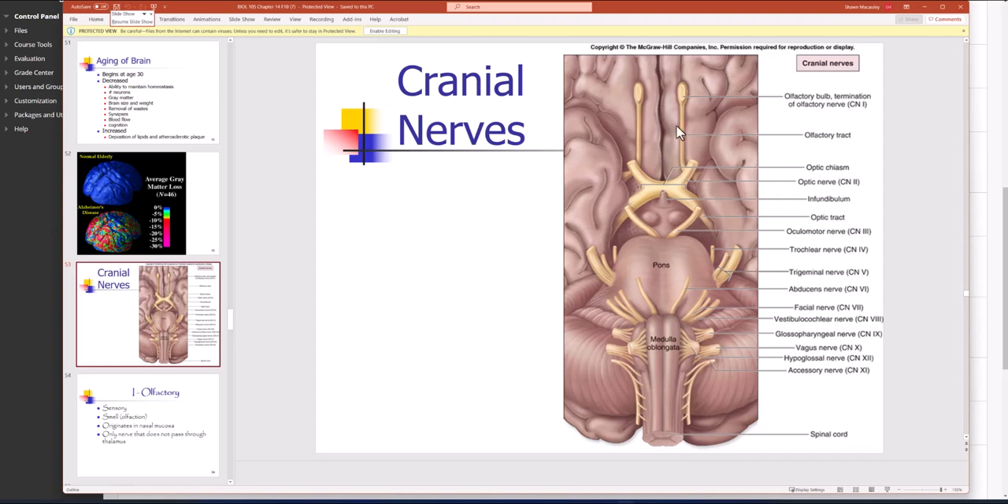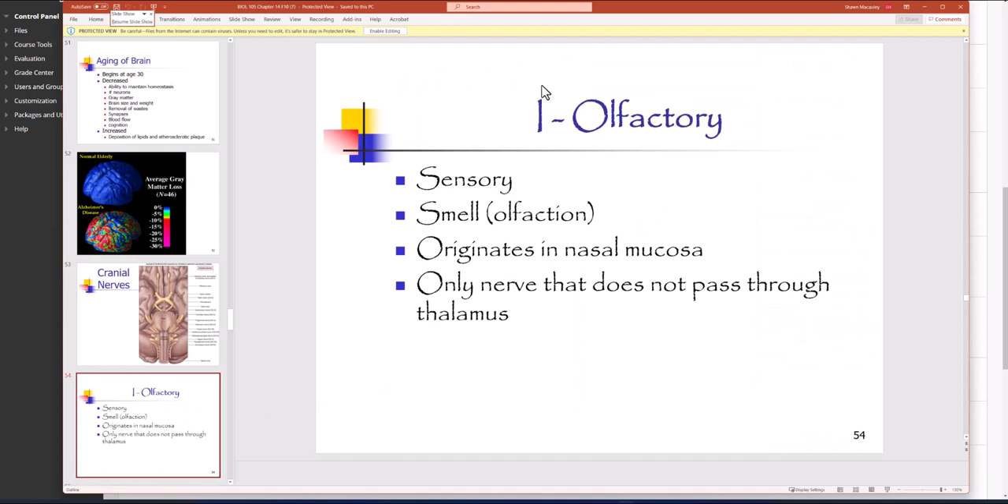Okay, so if we take a look, again, I told you that you don't need to worry about naming the nerves from an anatomical location from the base of the skull or the base of the brain. However, here's what you need to know. Cranial nerve number 1 is the olfactory nerve. It is a sensory only nerve. It gives you your sense of smell. Okay, and interestingly, it's the only nerve that does not pass through the thalamus.